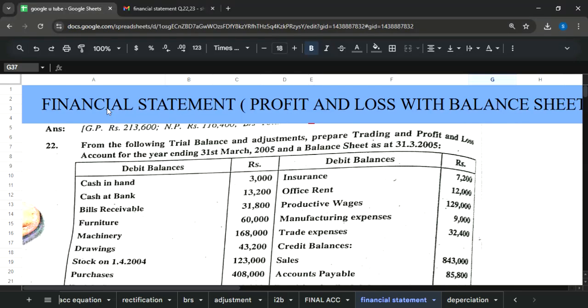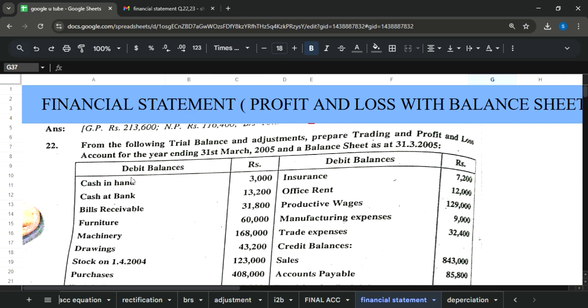Today's target is to solve question number 22, and in sequence, hopefully question number 12 or 13. The chapter we are dealing with is financial statements, where we are going to make a profit and loss statement as well as a balance sheet.